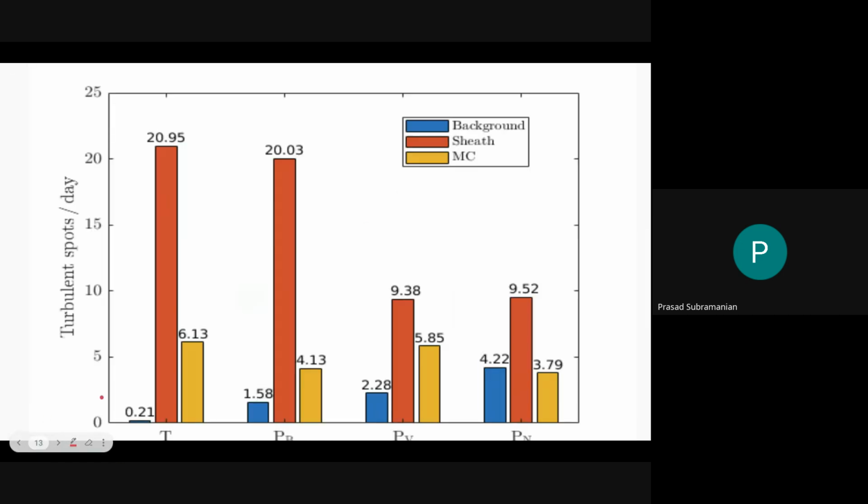So you've got 20 odd spots per day as far as magnetic field fluctuations are concerned, about 9 spots per day as far as velocity fluctuations are concerned, also about 9 spots per day as far as density fluctuations are concerned. And in all cases, the brick red part, which represents the sheet, far overshadows the blue bar. And this is our main result. Okay, so moving on.